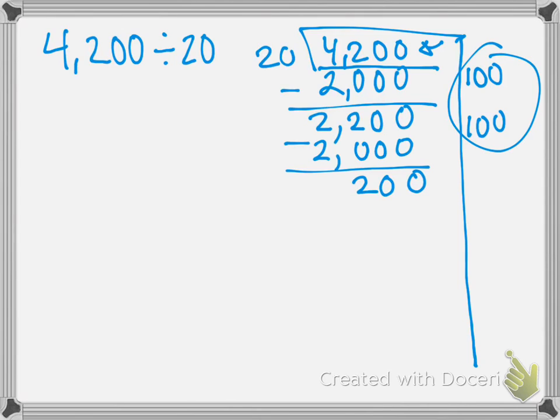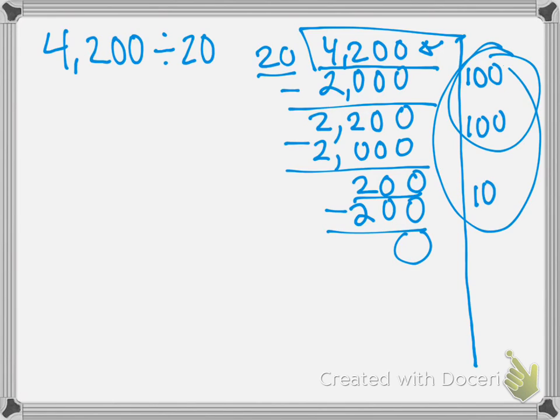And I know that I can put it in 10 times. I can put 20 into 200 10 times. So 10 times 20 is 200, and I'm left with 0, so no remainder. And here's my quotient, 210. And that is a quick tutorial on how to divide by 2-digit divisors using the strategy partial quotients.